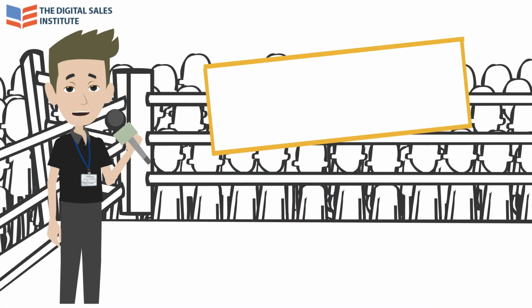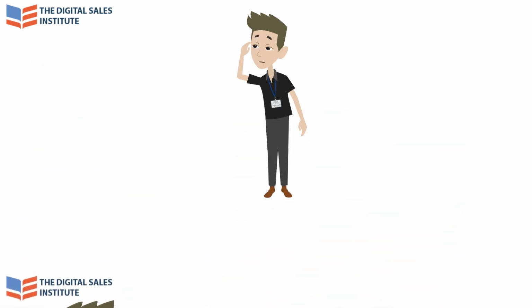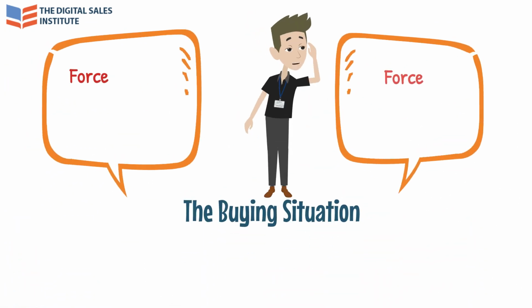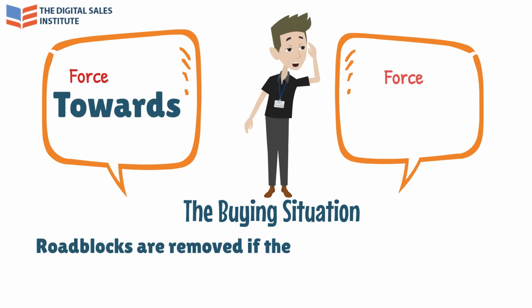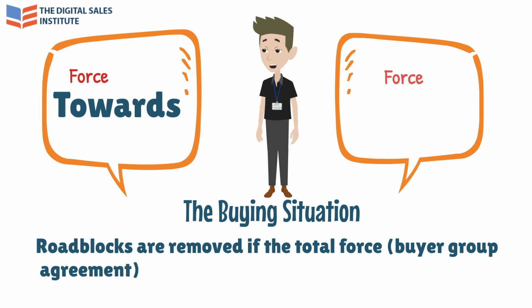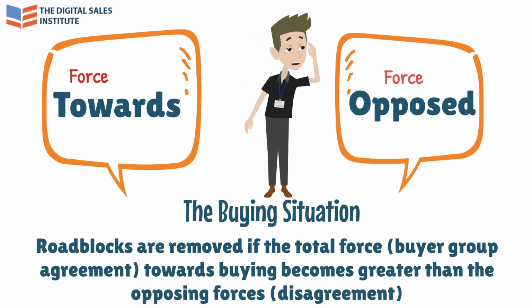Well, the good news is that roadblocks and objections can be removed from the buying situation. Let's look at the buying situation. We already stated that buying is a conflict situation. Roadblocks and objections are removed if the total force of buyer group agreement towards buying becomes greater than the opposing forces of buyer disagreement.